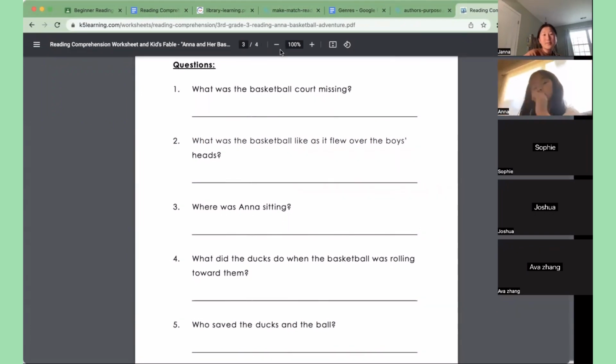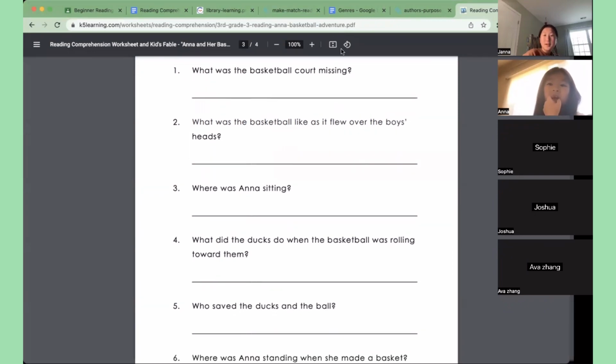So in the story, this might have been a little specific, but the author said that the basketball was like something as it flew over the boys' heads. What did it say? Do you guys remember? A rocket. Yes. It said it was like a rocket, and that's kind of a poetic device we'll learn, a simile, and we'll do that in our poetry unit. Oh yeah, we're talking about simile in our class too, and metaphors. Yeah, so you guys already know. You guys will do good.